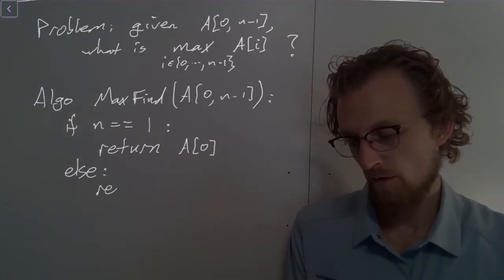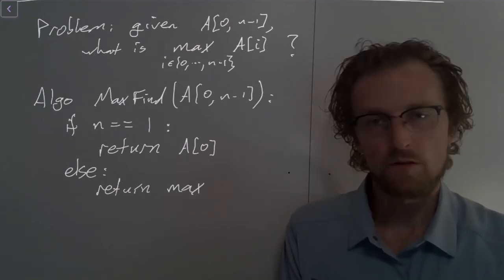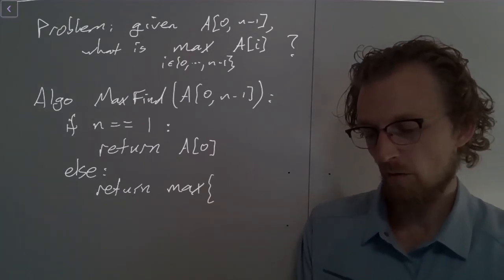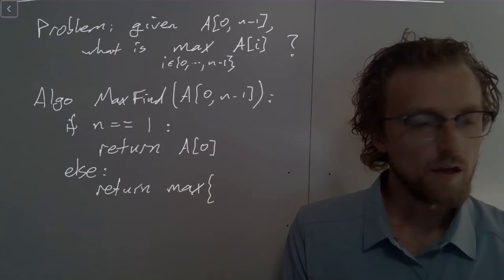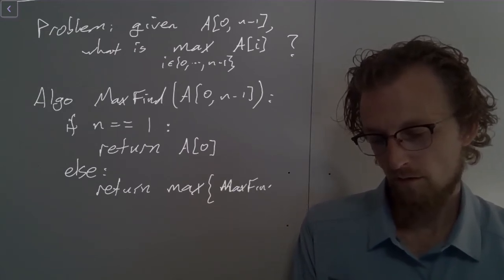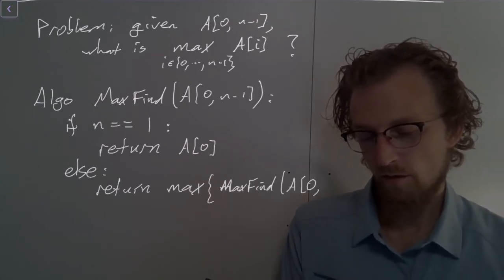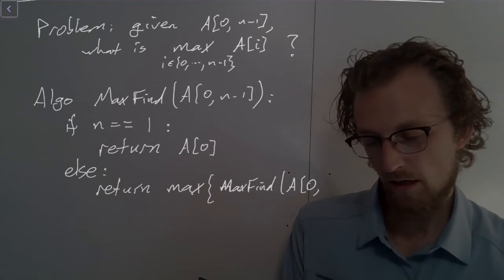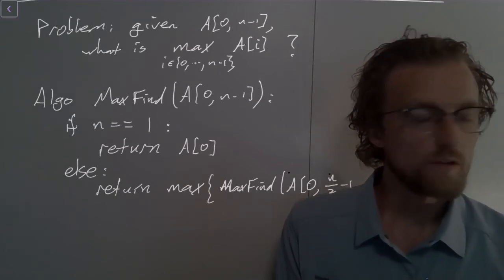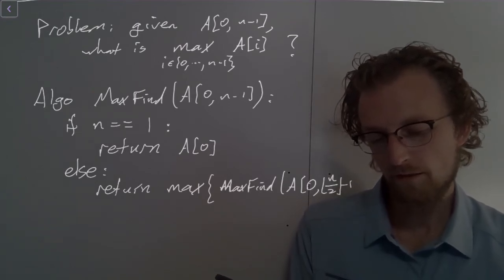We'll return the maximum, right? So this is a binary max where it's just looking at two things, and it'll return the bigger one. So the maximum of max find the left half of the array, so a 0 to, and I'll see if I get my indexing right here, n over 2 minus 1. And notice I don't have a floor there, so I'll need to floor that.